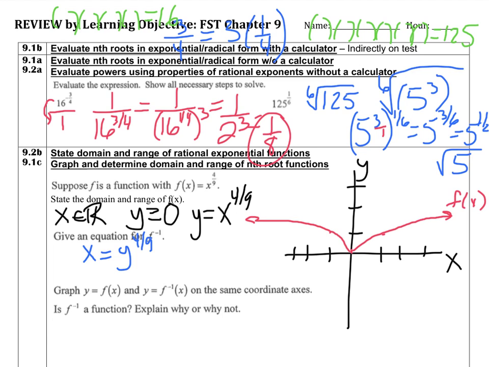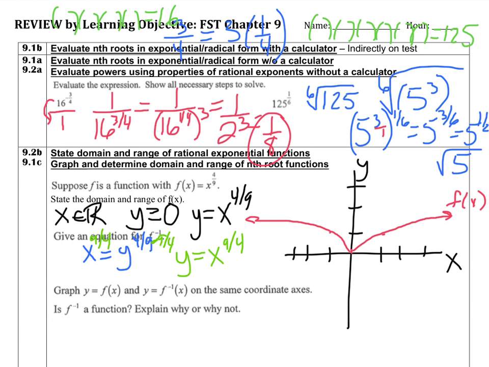Well, to solve this for y, I need to get rid of the 4/9 power. The only way to get rid of that is to multiply by its reciprocal of 9/4 on both sides. So if you do that, we'll be left with y equals x to the 9/4 power. Now they do want us to graph that inverse function.